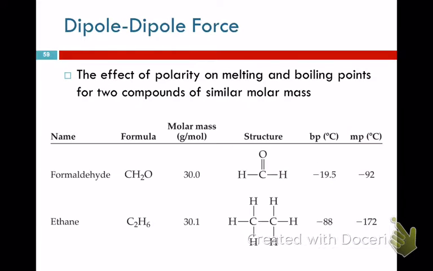Okay, hang on. Okay, so here's another comparison. Notice these have the same molecular weight. But if you look at the boiling point, right? We'll talk more about boiling point trends in a second. This one boils at minus 19 degrees Celsius. This one boils at minus 88.